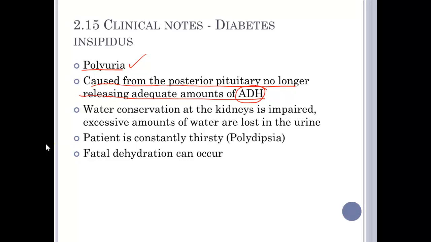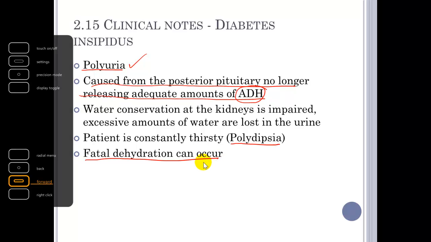Water conservation at the kidneys is impaired. Excessive amounts of water are lost in the urine. Patients are constantly thirsty, and this is called polydipsia. And unless this is corrected, fatal dehydration can occur. This is called diabetes insipidus.